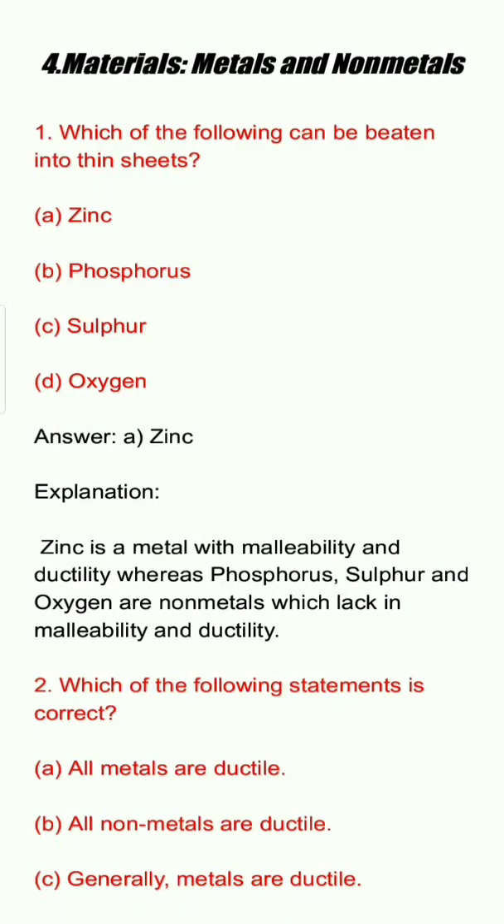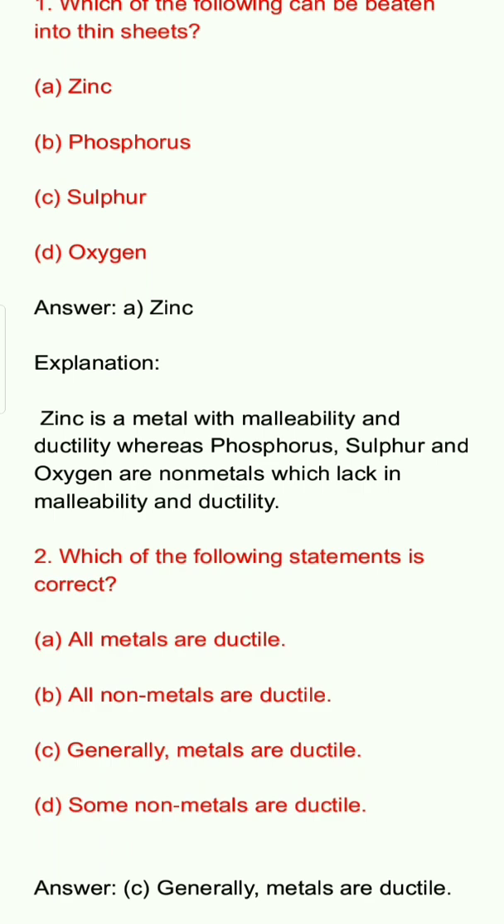Today we'll see the lesson 4 materials, metals and non-metals for class 8 students book back exercises. Question number 1. Which of the following can be beaten into thin sheets? Options A. Zinc, B. Phosphorus, C. Sulfur, D. Oxygen. Answer A. Zinc.